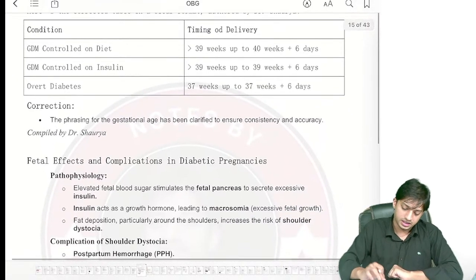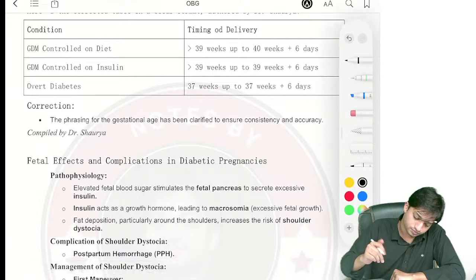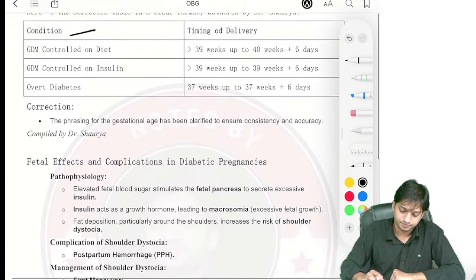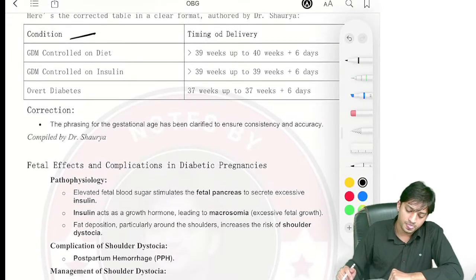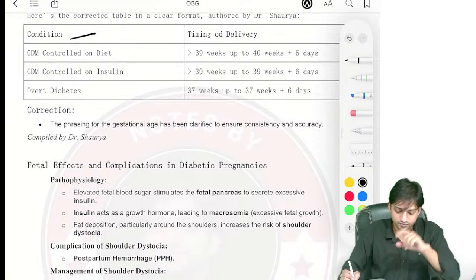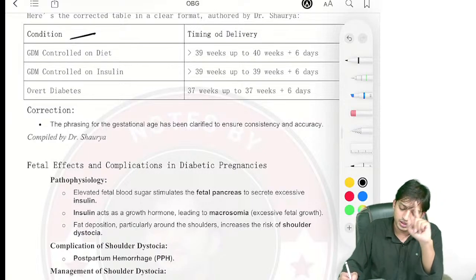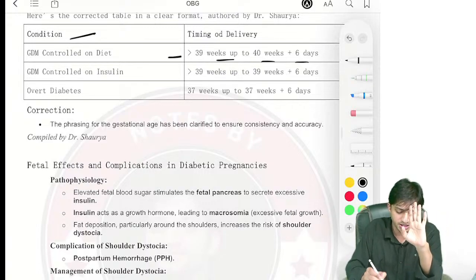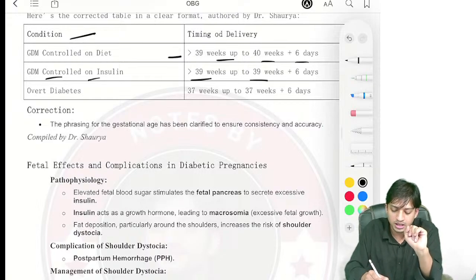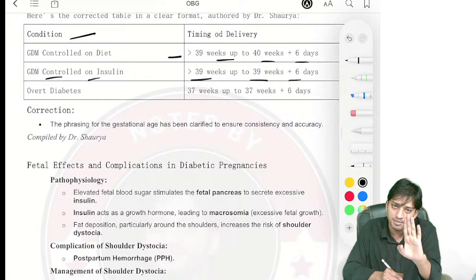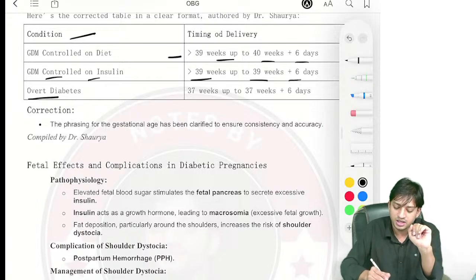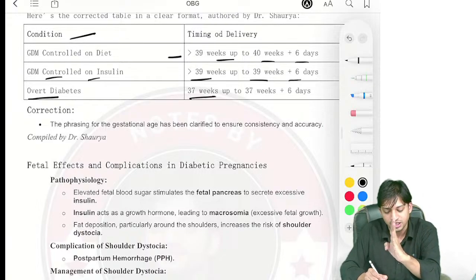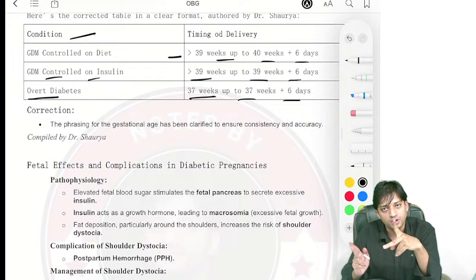Just have a look. Condition. You can look here what you have here. GDM control on diet, timing of delivery more than 39 weeks up to 40 weeks plus 6 days. GDM control on insulin up to 39 weeks or 39 weeks plus 6 days. Timing of delivery. Over diabetes में 37 weeks तक you can extend, or up to 37 weeks plus 6 days. Beyond that, you will have to go for delivery.